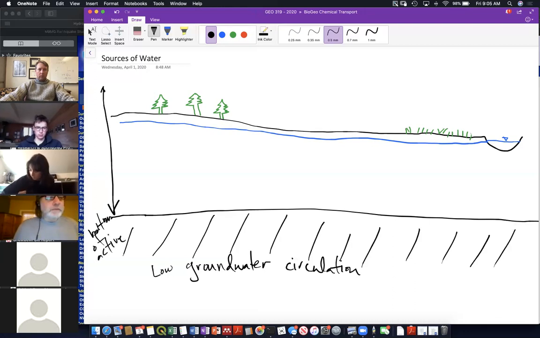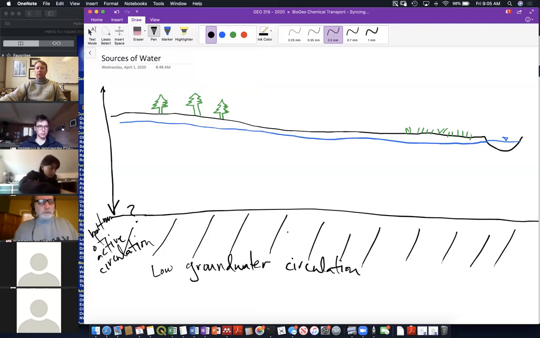Now, I'd say my research and an active area of research right now is really considering this question. What is the bottom of the critical zone, and what is the bottom of this active zone of circulation? But for now, we're going to say there's some area where the groundwater circulation at least becomes slow enough that it's not that important for these biogeochemical cycles that we're talking about. I'm not exactly sure where that is, but that's the definition right now.